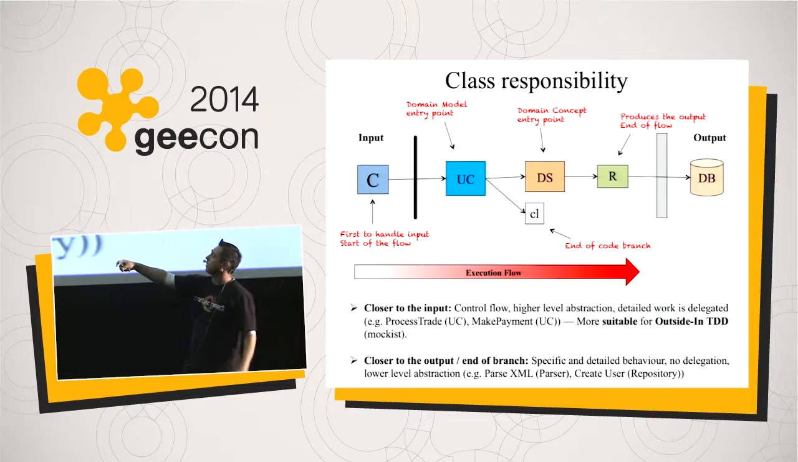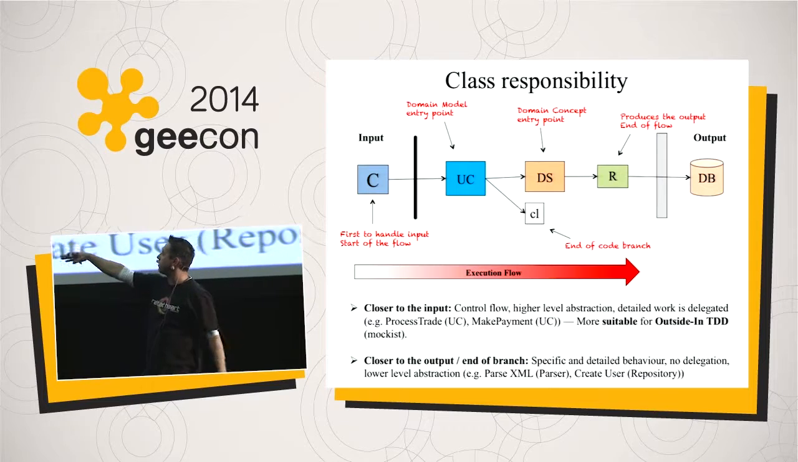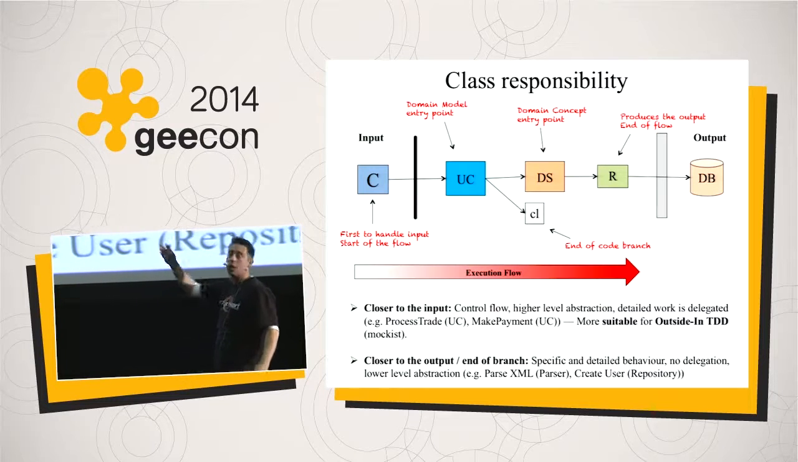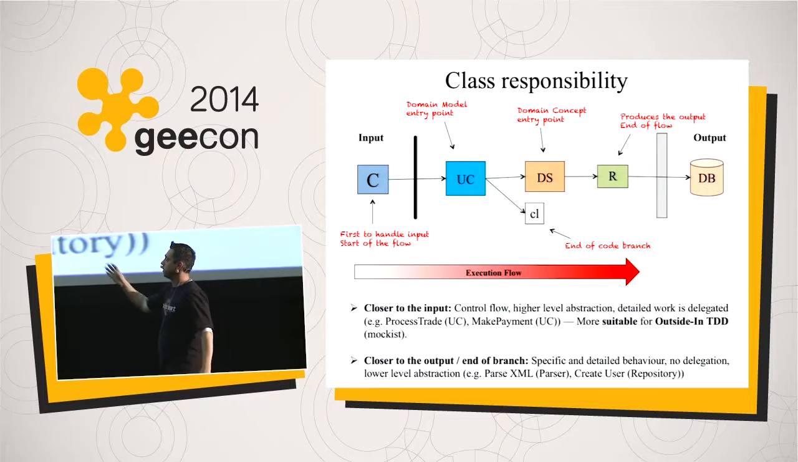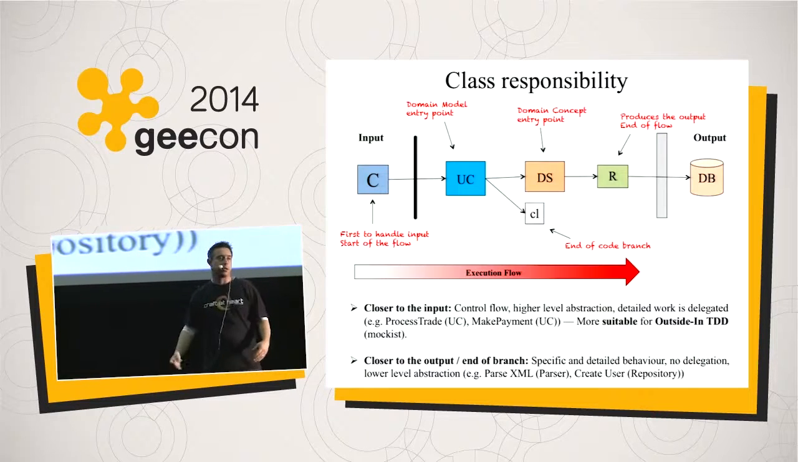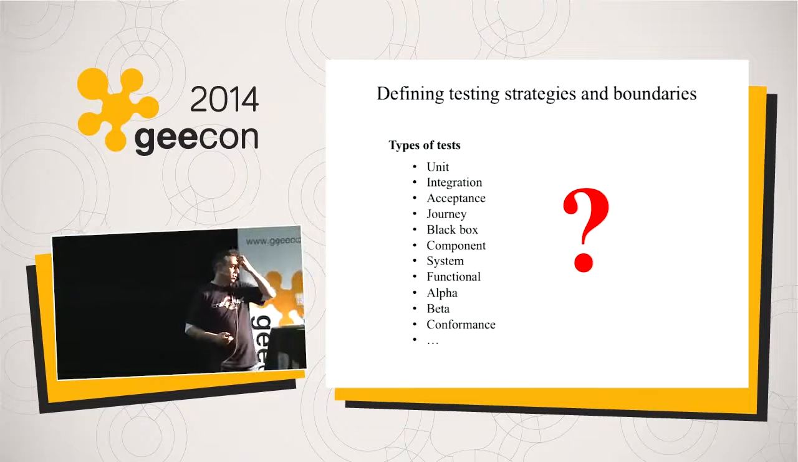For example, closer to the left, closer to the input of my application, I have things like process a trade, make a payment. When I start getting closer to the right, it becomes far more specific. It's parse this XML, it's create this user. That's how you can think about it. So, testing structure.